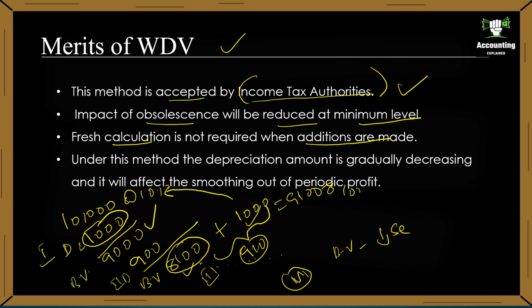Under this method, depreciation amount is gradually decreasing. Is it not gradually decreasing? 1,000, 900, like that. And it will affect the smoothing out of periodic profit. In the initial years, our profit would have reduced drastically. But when we go further down the line, that is the 4th year or 5th year, our profits will be set off. That is what smoothing out of periodic profit means.